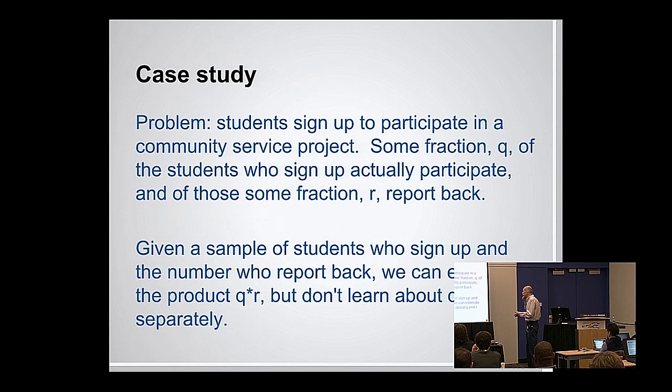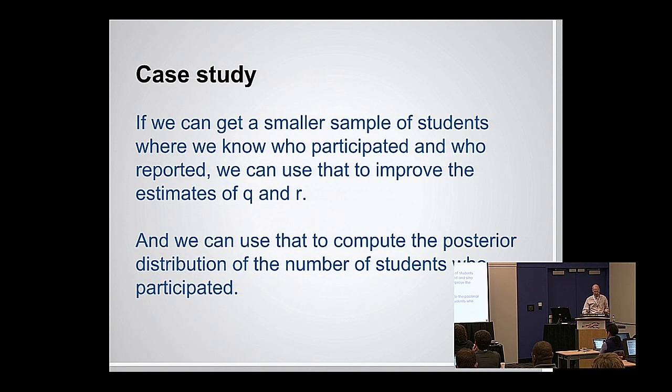So what I did was break it up into two pieces. The fraction who report back, I'm going to call that P. P is the percentage that actually report back. That's going to be the product of two probabilities. Q is, did you participate? And R is, did you respond? Did you report back? Now, if all you know is how many people signed up and how many people reported back, you can't actually estimate Q and R separately.